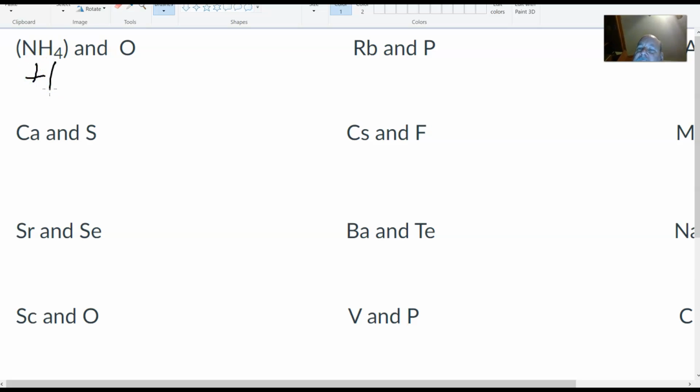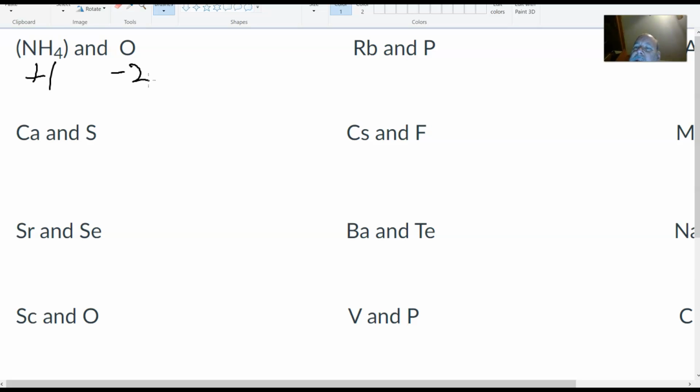And then oxygen is in column 6A, and it's a nonmetal. Because it's in 6A, it has 6 valence electrons. It'll need 2 more to fill its outer shell. That means it'll have a -2 charge, or I could just subtract 8 from 6 and get -2.